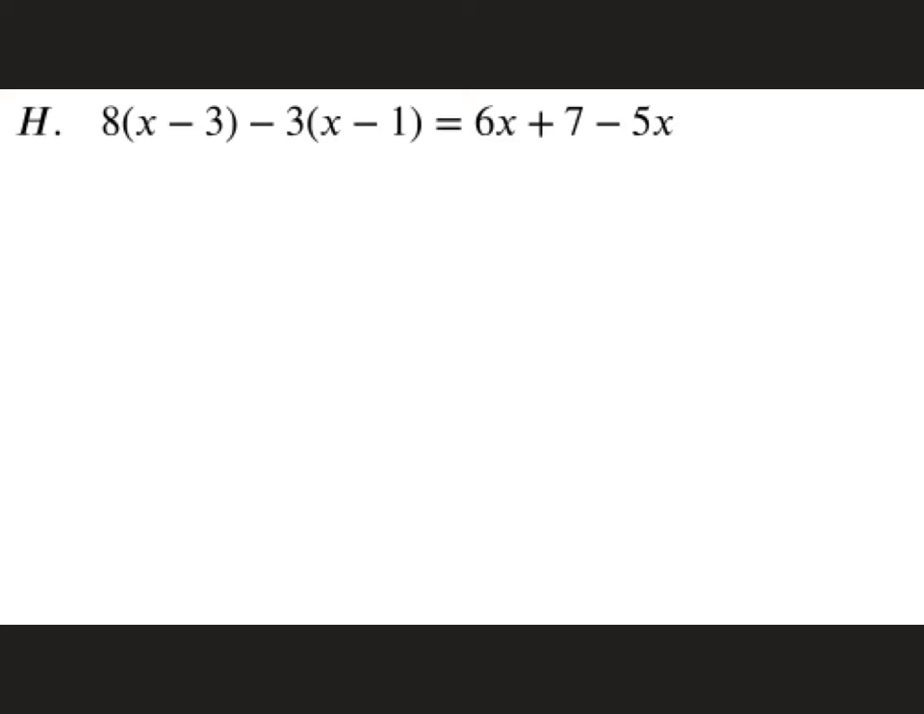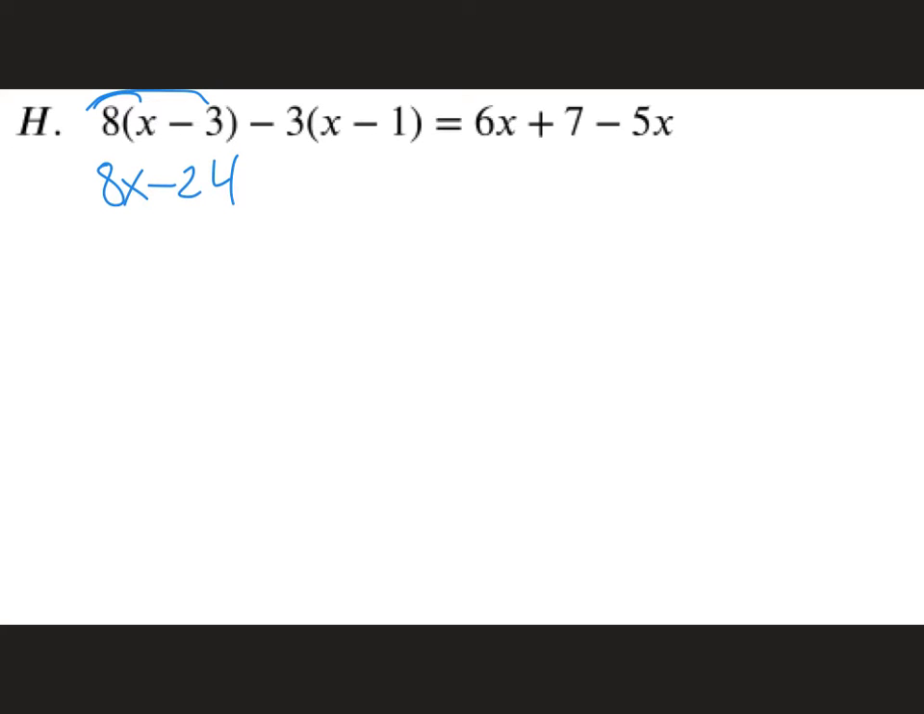Now, obviously, this equation has a lot more steps than the previous two. You have two sets of distribution, you have 4 variable terms, and also several constants. So let's start with distribution. This first distribution of the 8 probably will not cause any issues. That will be 8x minus 24.